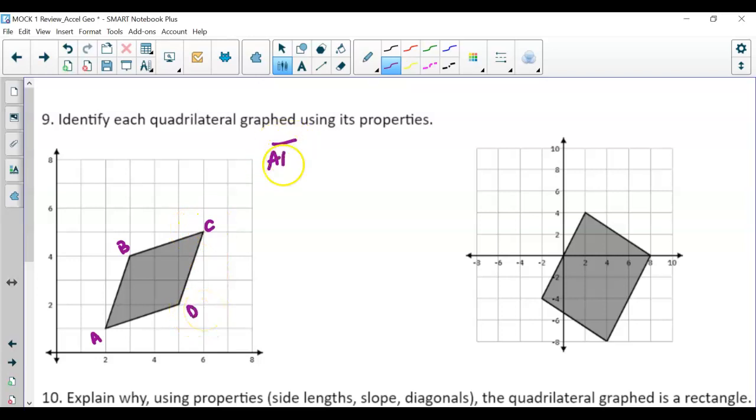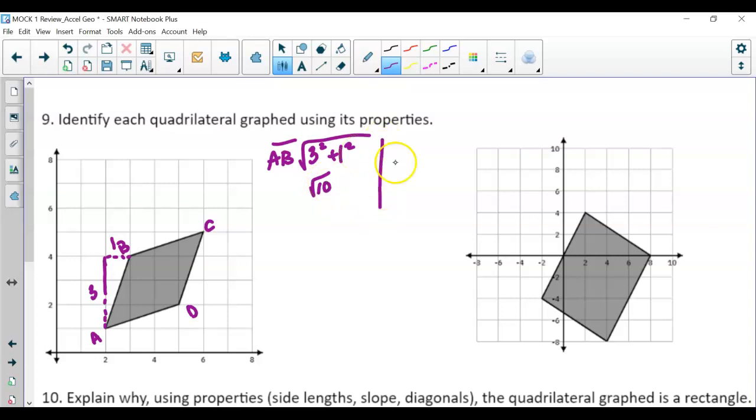So we'll focus on side AB first. Here, my rise and my run, to use the Pythagorean theorem as well to find the length, which is 3 and 1. So I've got 3 squared plus 1 squared, but take the square root. So the length of AB is radical 10 here.